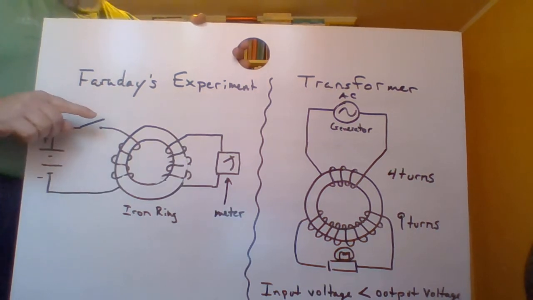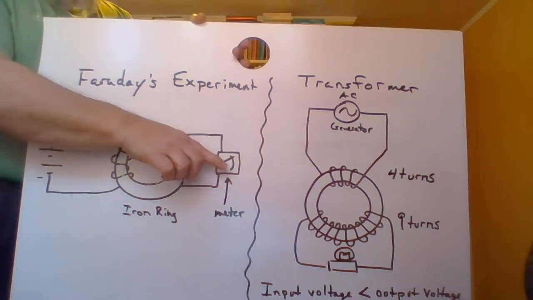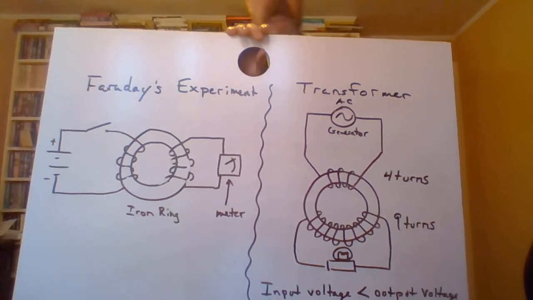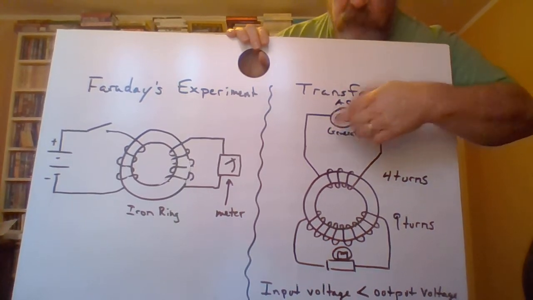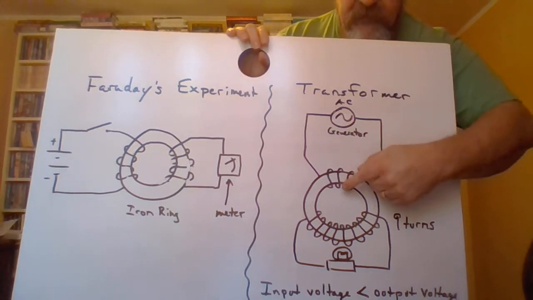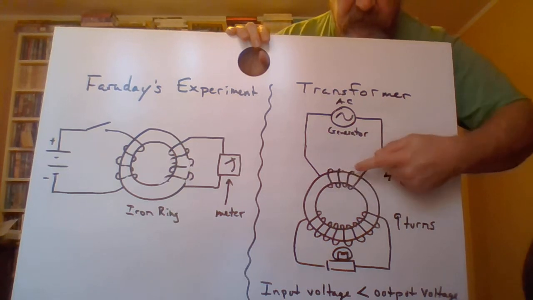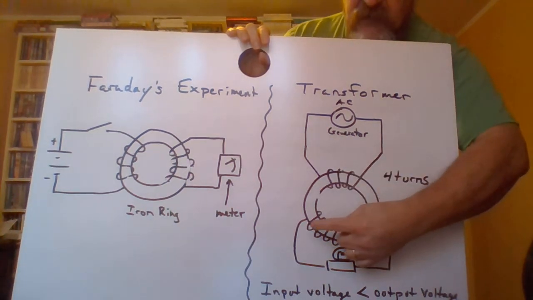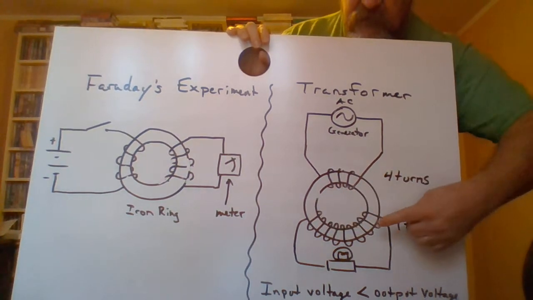And so what he was able to show is every time he turned this on and every time he turned it off, he got the same flick going on over here on this side. Nikola Tesla says, what if I change the number of coils of wire? What if I use an AC generator, and this generates a changing current in this coil? That changing current is going to generate a changing magnetic field in the iron ring. That changing magnetic field is going to induce a changing EMF here.